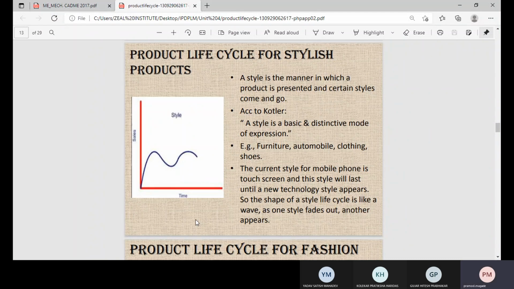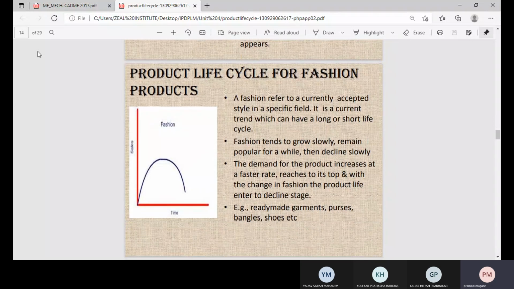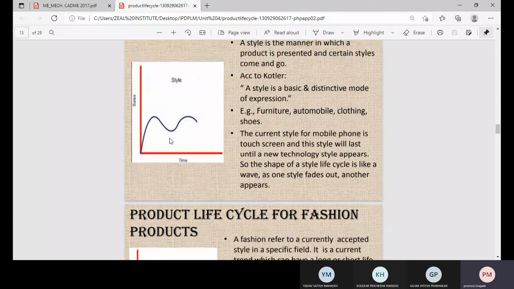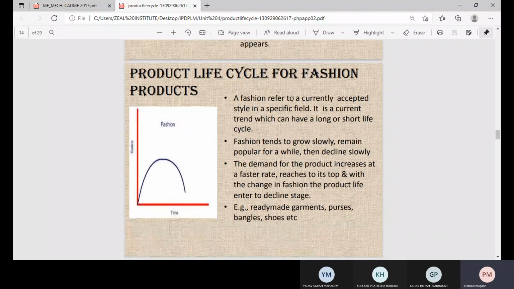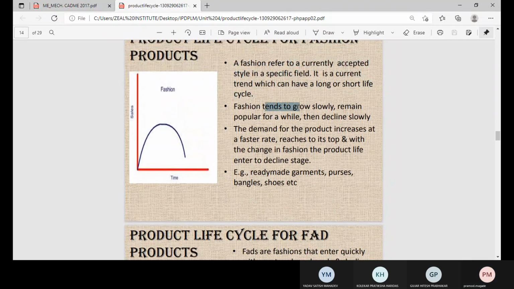Okay. Now the same for fashionable products. But what happens here? Fashionable products suddenly grow and suddenly decline. Not like this phase. Ups and downs are not there. So this will be about fashion. You can see, fashion refers to a currently accepted style in a specific field. It is a current trend which can have a long or short life cycle. We cannot predict it. Fashion tends to grow slowly, remain popular for some time, and decline slowly.